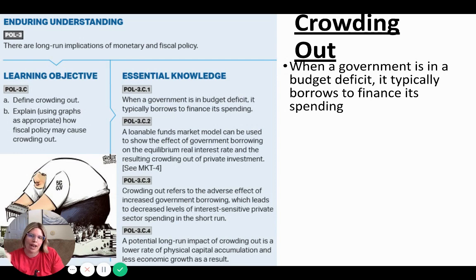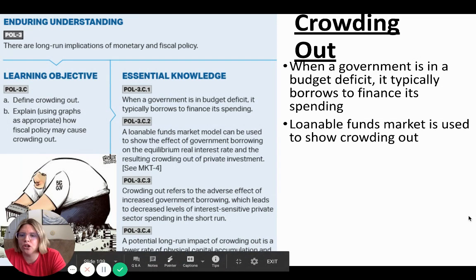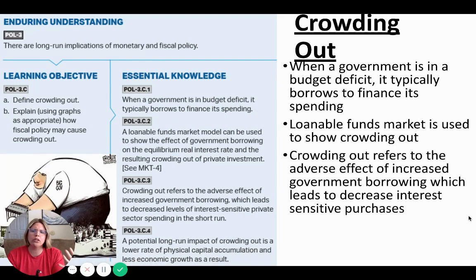It's an adverse effect that happens because of their need to borrow money, because they need to cover their deficits, basically. The loanable funds market is used to show crowding out, basically, to show that effect of the increased real interest rate. And then who is crowded out, basically?